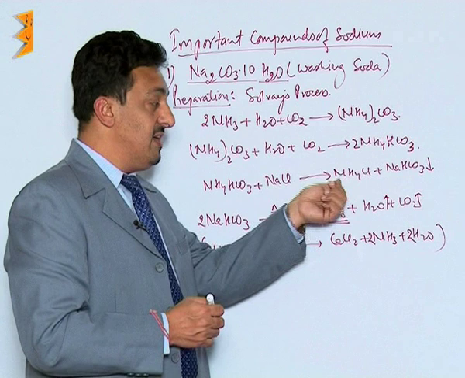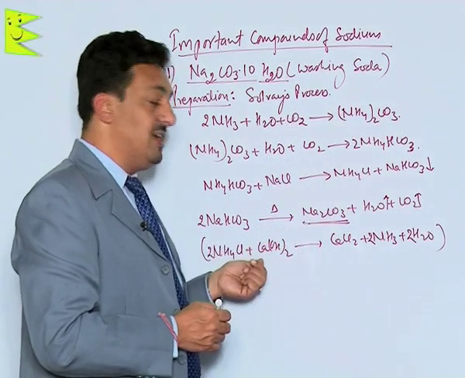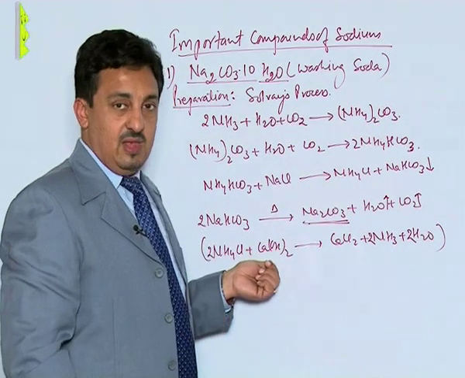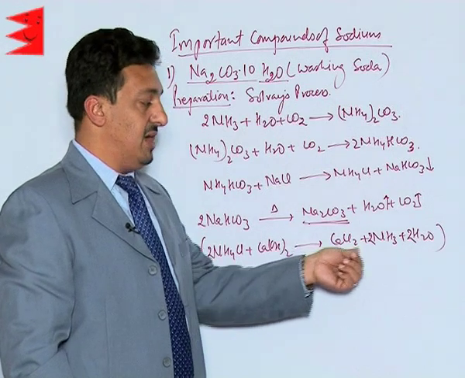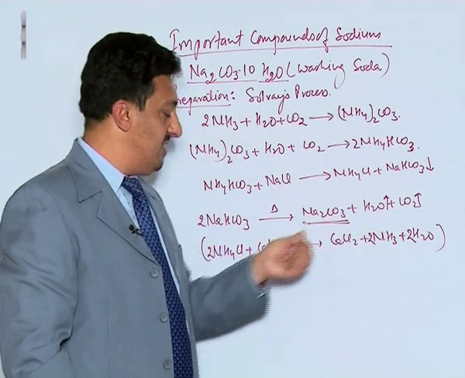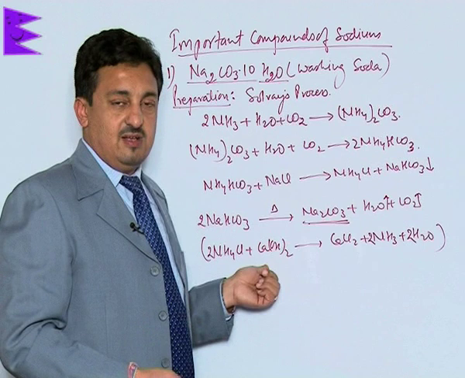Now the ammonium chloride is obtained as a byproduct. The ammonia is recovered from this ammonium chloride by making it react with calcium hydroxide, lime water, which forms calcium chloride, ammonia and water. And this is how the ammonia is actually recovered back, recycled back.